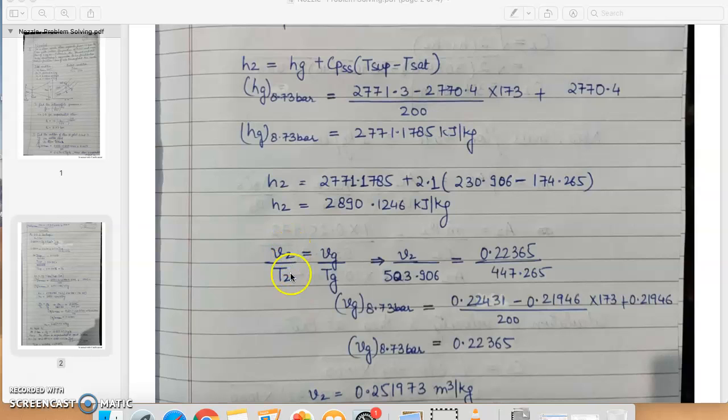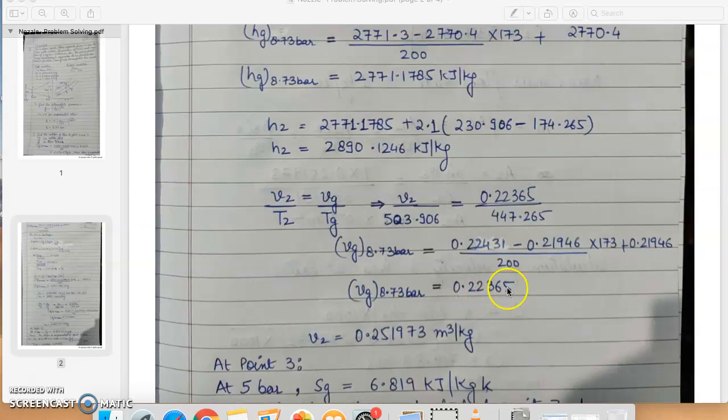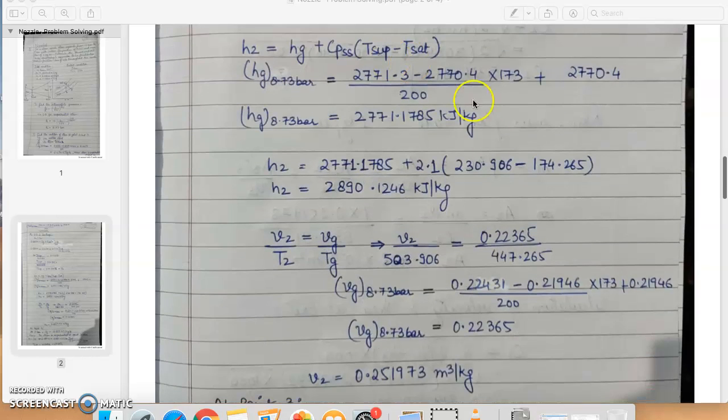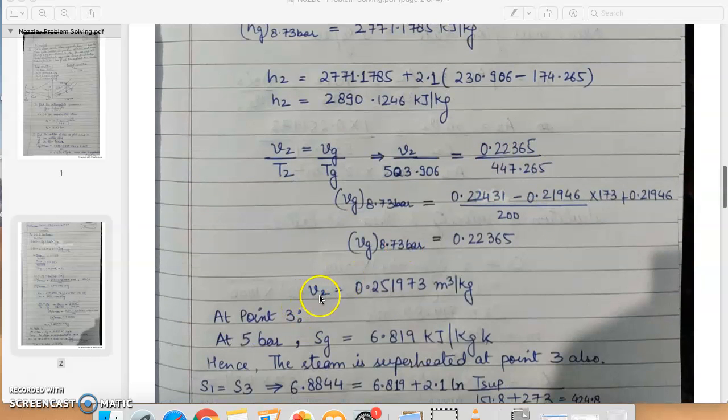Now to find the specific volume at point 2, we are using V upon T is equal to constant. So this is V2 upon T2 is equal to Vg upon Tg. Vg upon Tg at 8.73 bar. For that we need Vg. Vg at 8.73 bar will again be done by using the interpolation. So this is coming to be 0.22365 meter cube per kg. Fine. So this is Vg and Tg we already know, but I have put it in Kelvin, whatever the temperature in degrees Celsius plus 273. Then T2, we have already calculated as this, and in Kelvin it is 503.906. So we have put T2, Vg, and Tg and we obtain the V2. That means the specific volume at point 2. So we obtain it as this one.